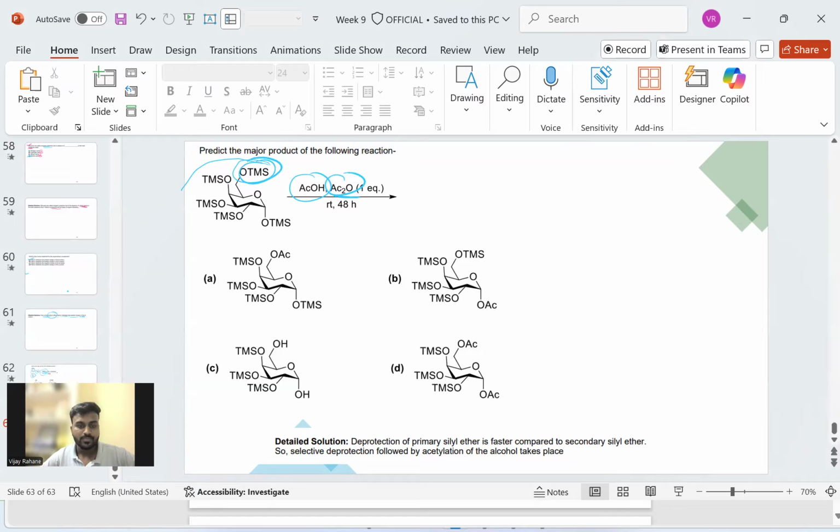Which option is correct here? So here you can see option A is the correct option, in which only the primary TMS ether is deprotected, followed by the acetyl protection reaction on that one. So option A is the correct option here. If you look at the other options, they have added groups elsewhere, so these are wrong.